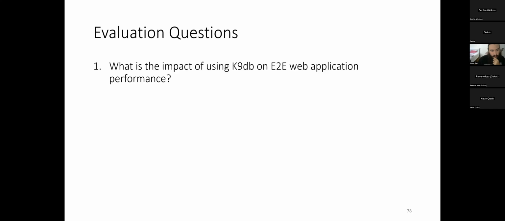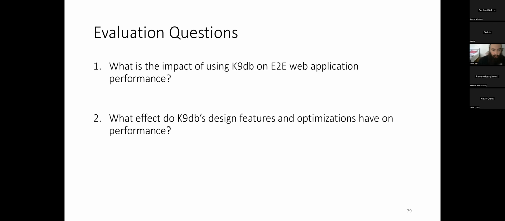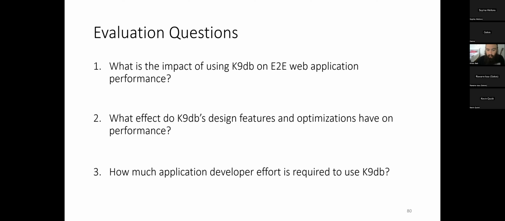So let me talk about some evaluation here, just to show you a hint of what the performance of K9db is like. We evaluated K9db using several real-world applications. In our evaluation, we looked at three important questions. The first is, what is the impact of using K9db on end-to-end web application performance? The second is, what effect do K9db's design features and optimizations have on performance? And lastly, how much application developer effort is required to use K9db?